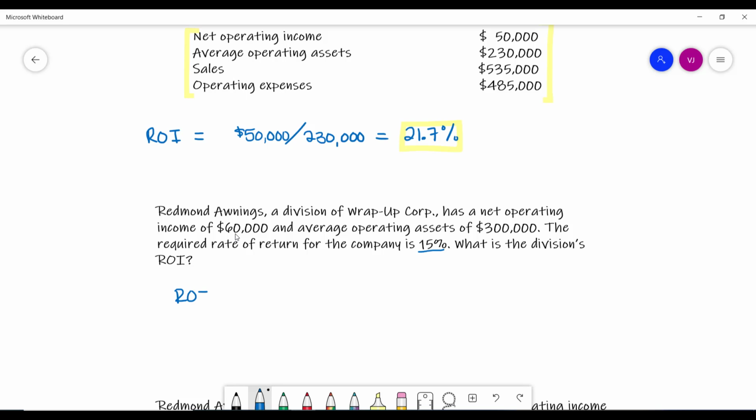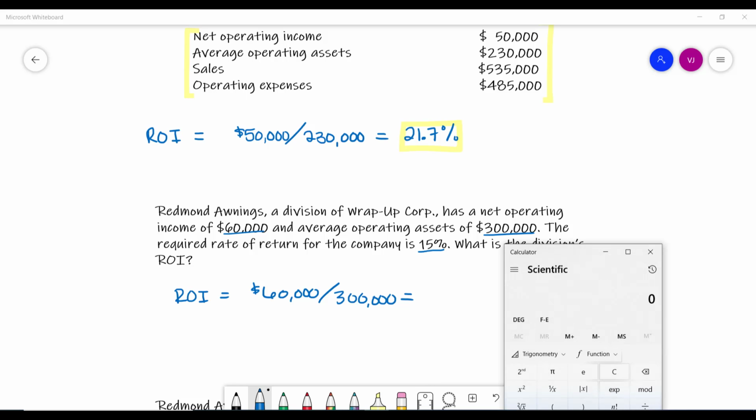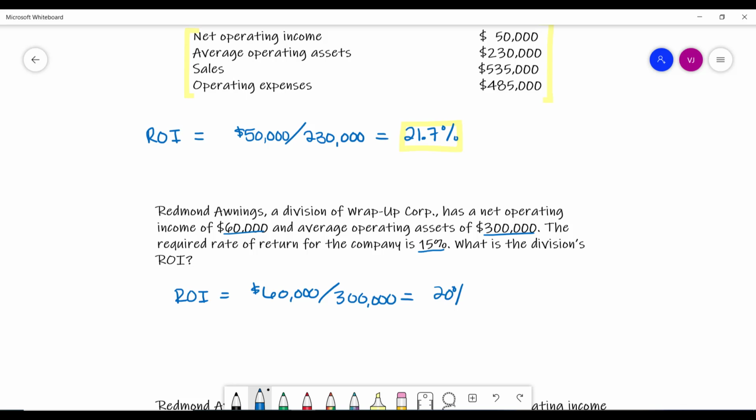Okay, so let's do this calculation. We know ROI is net operating income, which in this case is $60,000, divided by average operating assets, which we know is $300,000. Let's see what we get when we take $60,000 and divide it by $300,000. That gives us 20%. So currently, this division's ROI is 20%. If the manager of this division is being evaluated based on ROI, they're currently sitting at 20%, which at least is above the 15% minimum that we're looking for.